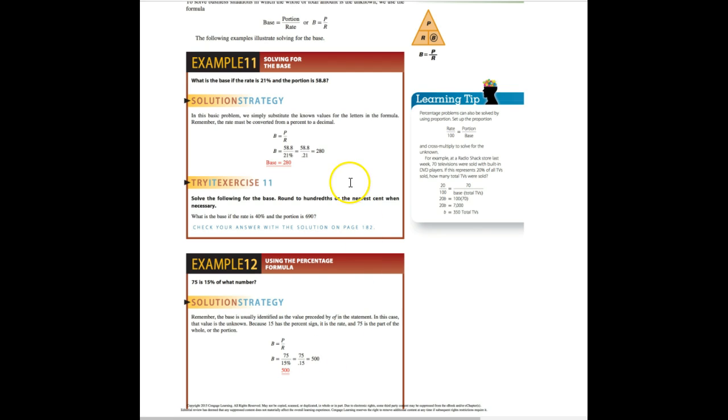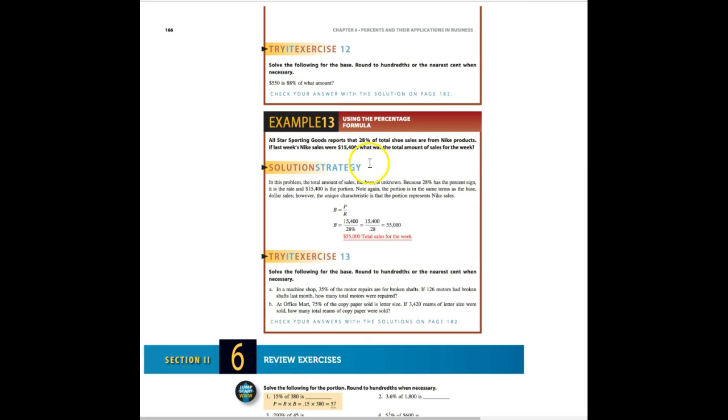These are pretty straightforward problems, so I want you to go ahead, pause the video, and do the Try It exercises for 11 and 12. Okay, also take a moment. We've got one more, example 13. It says All-Star Sporting Goods reports that 28% of total shoe sales are from Nike products. If last week's Nike sales were 15,400, what was the total amount of sales for the week?